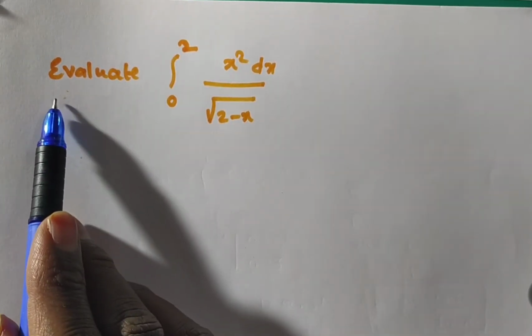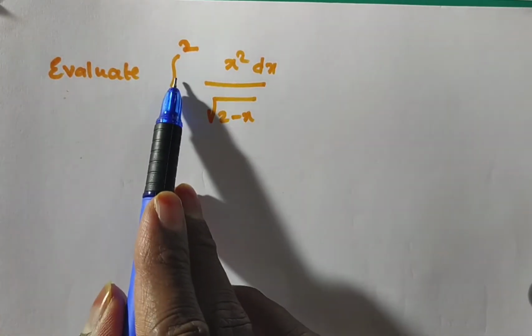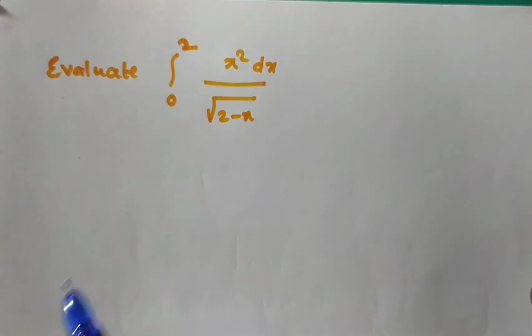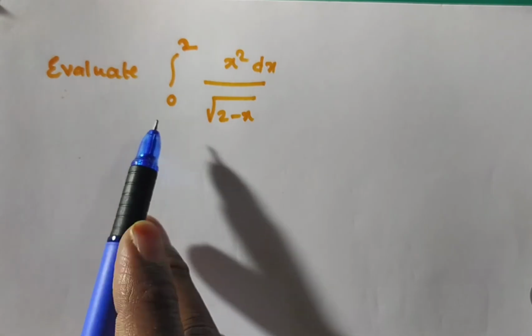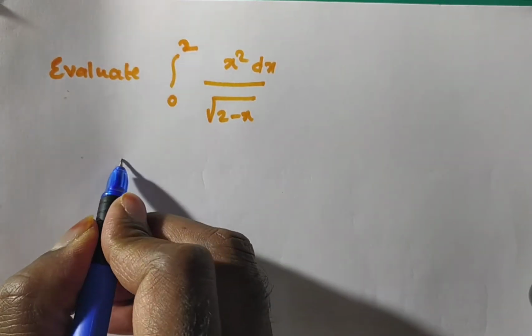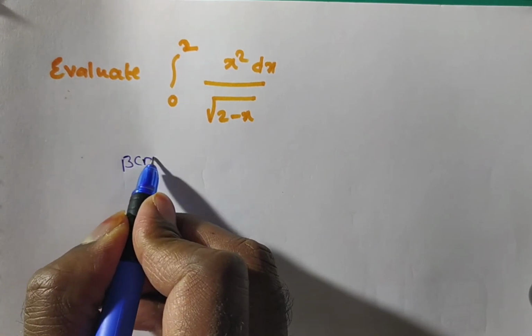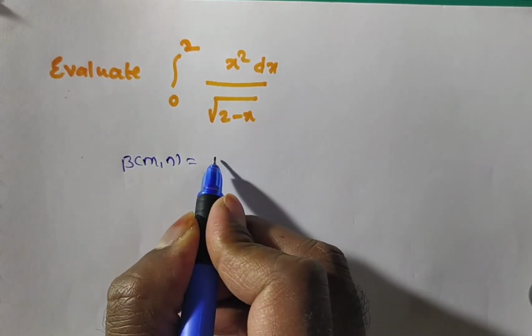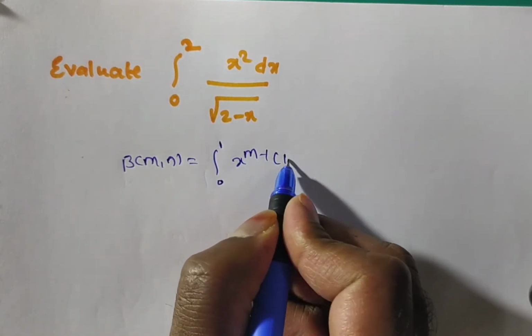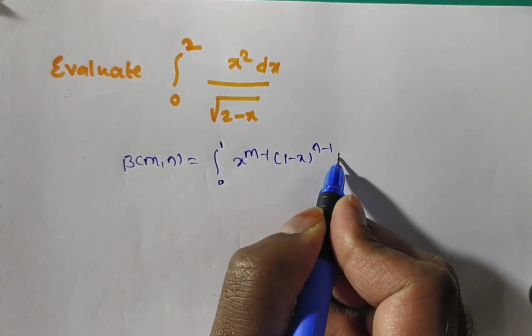Friends, the given problem is to evaluate the integral from 0 to 2 of x squared over the square root of 2 minus x dx. To solve this, observe that both the limits are finite. So we can compare this with the beta function of m comma n. Beta of m comma n is equal to the integral from 0 to 1 of x to the power of m minus 1 times (1 minus x) to the power of n minus 1 dx.